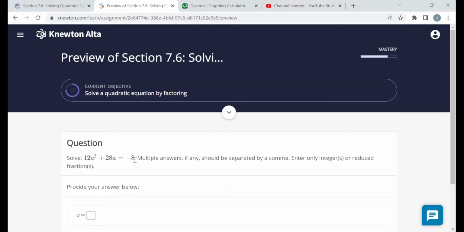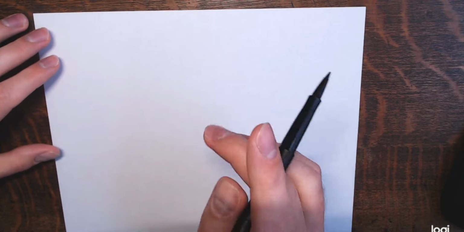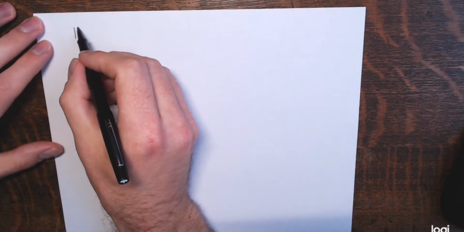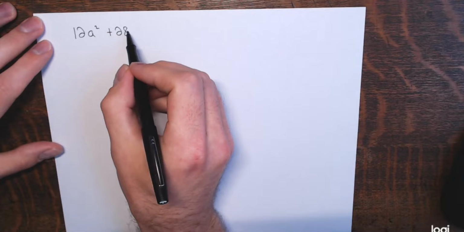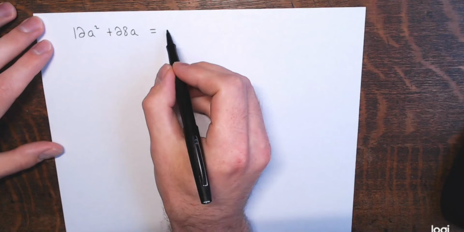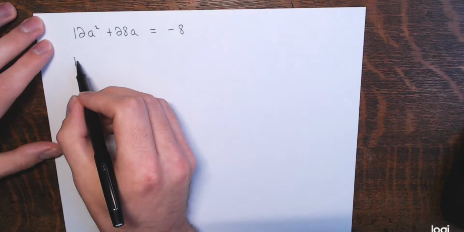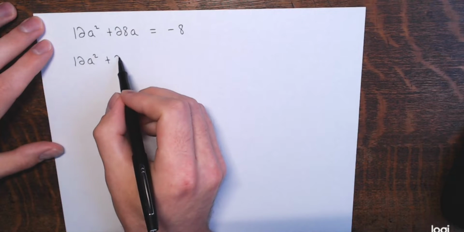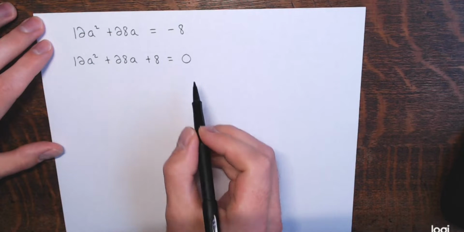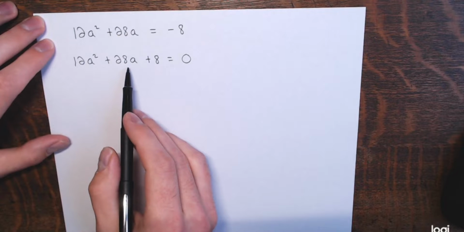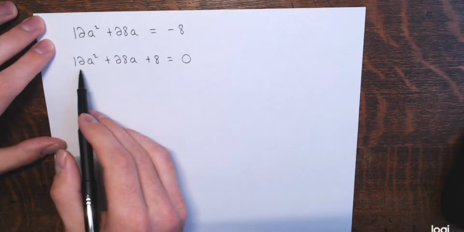Here's one where I need to do a little more manipulating. I'm moving some stuff around first. We have 12a squared plus 28a equals negative 8. First I would add the 8 to get everything on one side in that standard form. So now I have 12a squared plus 28a plus 8 equals 0, a quadratic polynomial equal to 0.